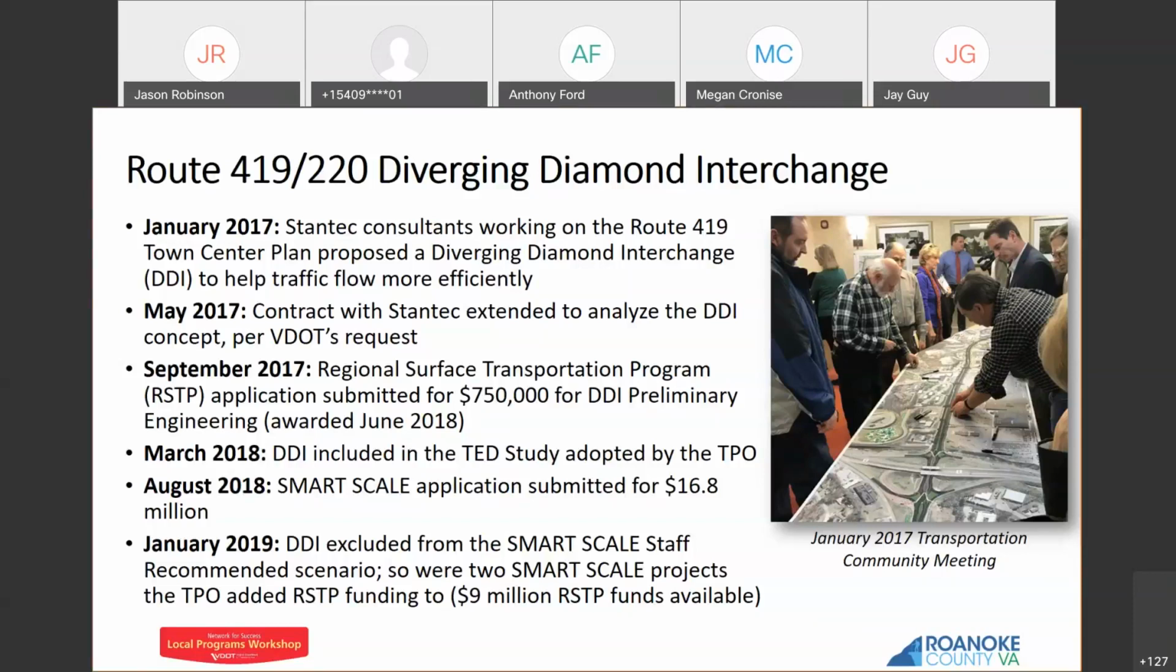And then in January of 2019, we got some bad news that the DDI was excluded from the Smart Scale staff recommended scenario, as were 2 Smart Scale projects that the TPO had also added RSTP funding to. So there was $9 million in RSTP funds still available. Next slide, please.